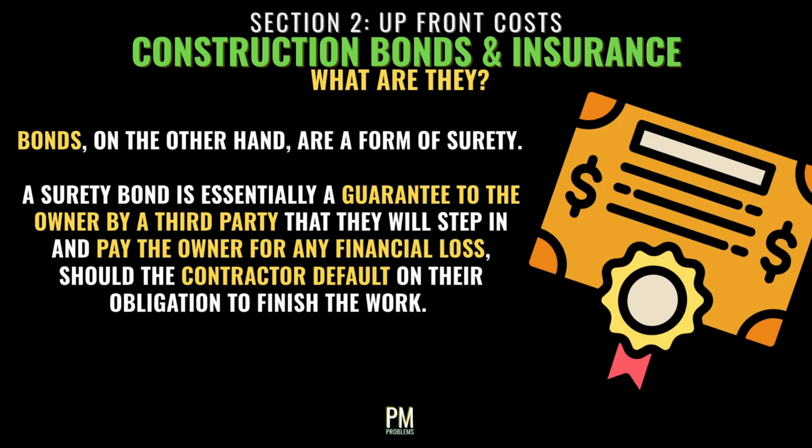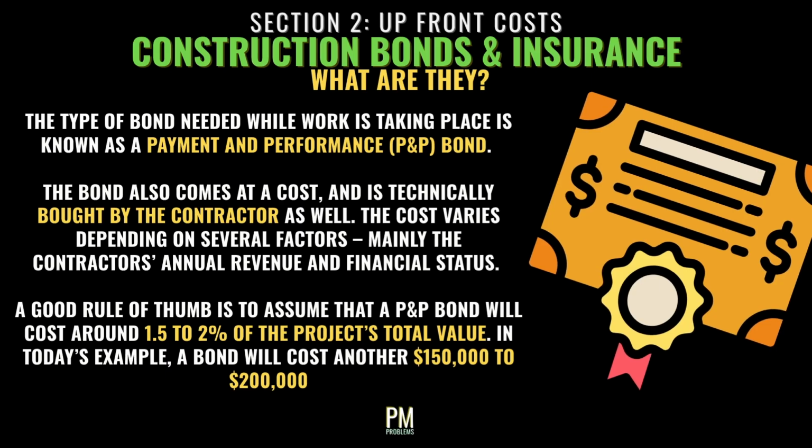Bonds, on the other hand, are a form of surety. A surety bond is essentially a guarantee to the owner by a third party that they will step in and pay the owner for any financial loss, should the contractor default on their obligation to finish the work. Once again, feel free to pause the video here and read the info on screen for a bit more information on bonds.